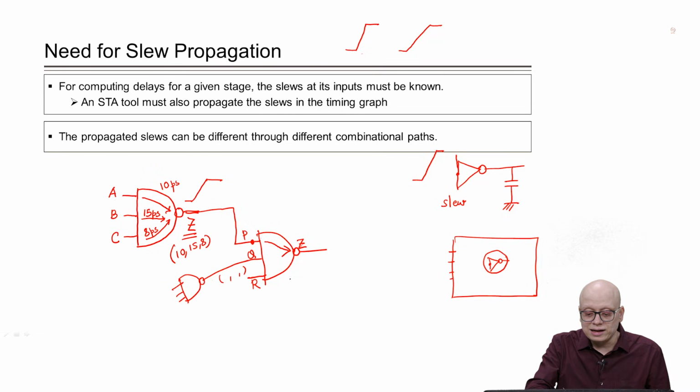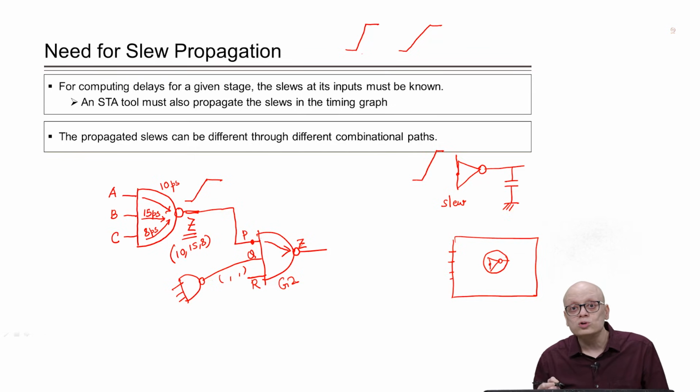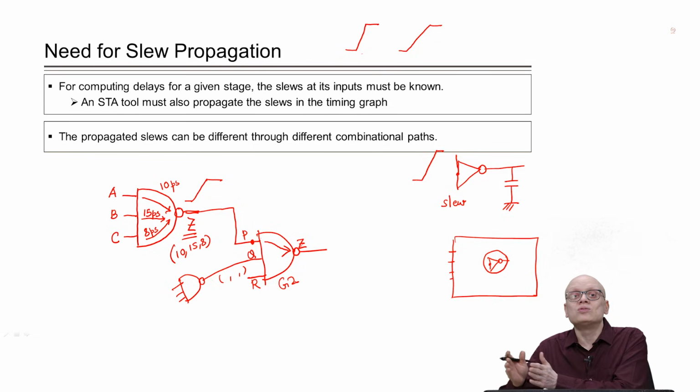So, let us call this gate G2. For the gate G2, if each of P, Q, R has 3 different slews, then the total slews that need to be stored at the output of G2 will be 3 plus 3 plus 3, that is 9. So, it will go on simply multiplying as the number of stages goes on.